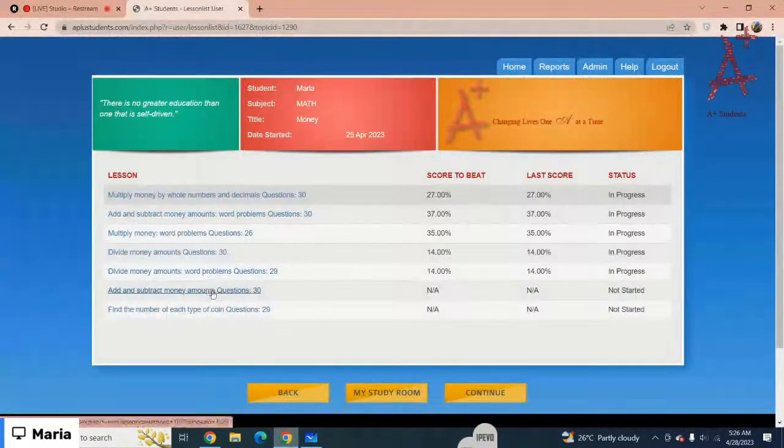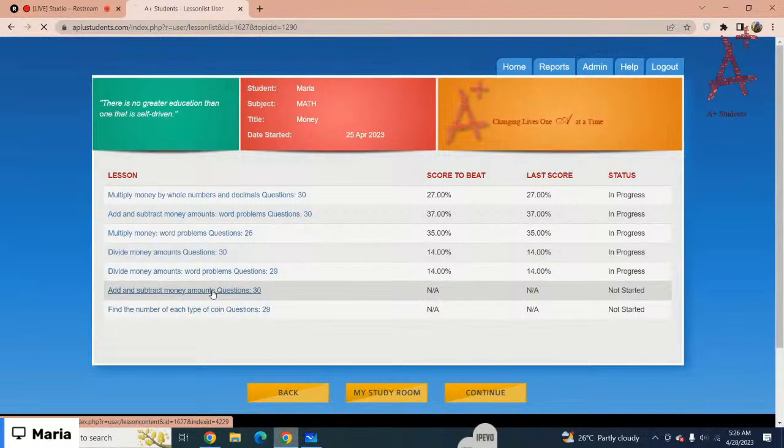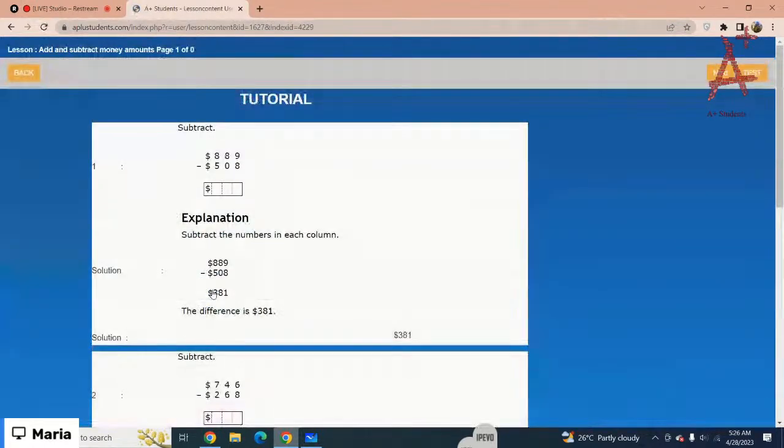Okay, the next lesson is add and subtract money amounts. So let's just start with the next lesson. The first one is 889 minus 508. You have to subtract. So 9 minus 8 is 1. 8 minus 0 is 8, and 8 minus 5 is 3. It would be 381.